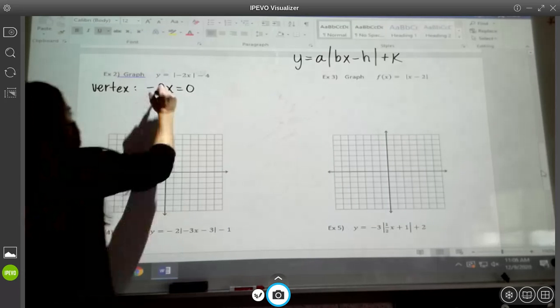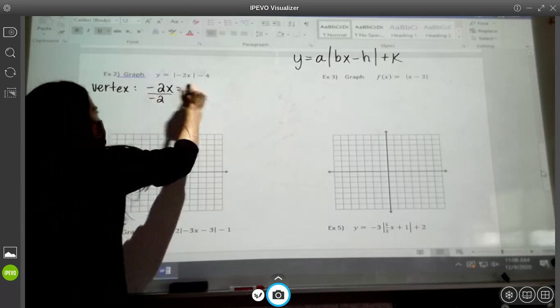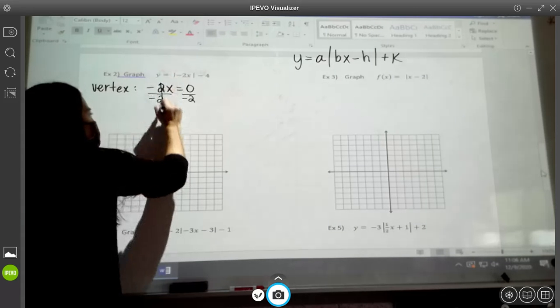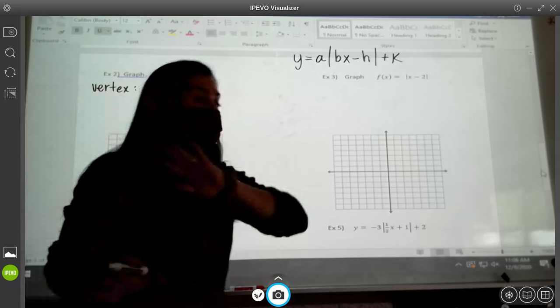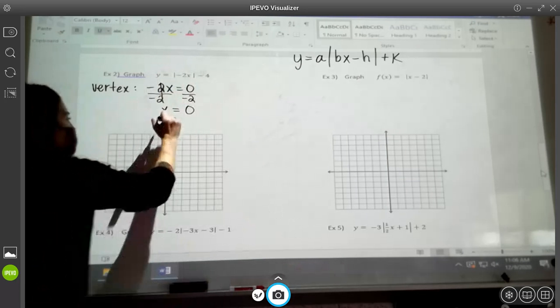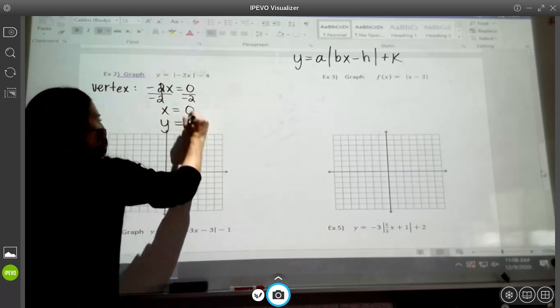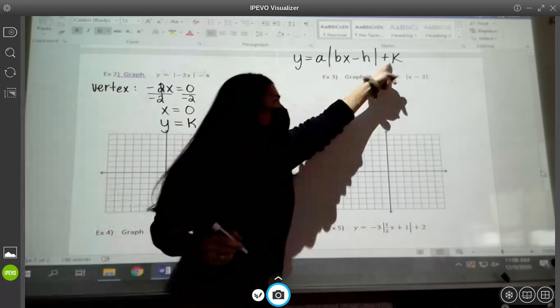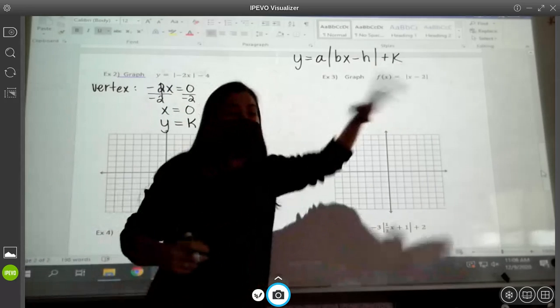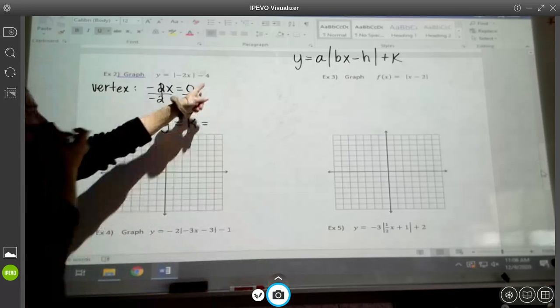All right, now to get the y coordinate. It's the best part of the problem. Y is always equal to k, and k is always that number that they added to the very end of the problem. So guys, what's k in this problem? Negative 4. All right, that means that your vertex is the point 0, negative 4. Put it right on your graph. 0, negative 4.